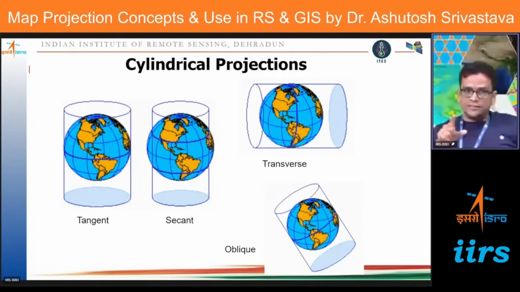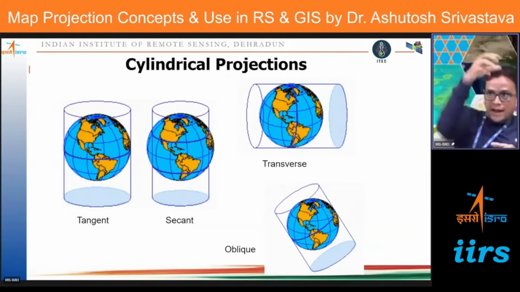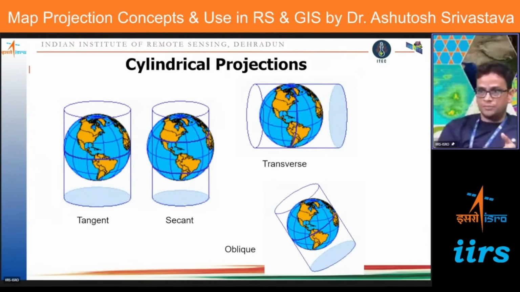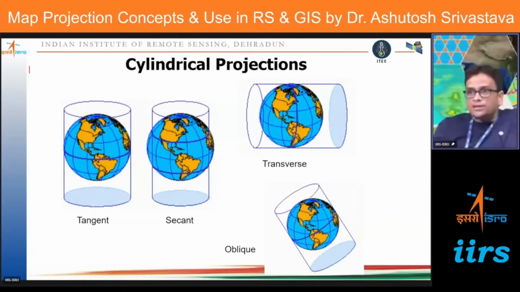Second case is the secant case. In that, if you see, the cylinder is a little small, the radius is a little small. It is passing through the globe and coming out from the other side. So it will cut at two places, one where it is going inside, another where it is coming outside.